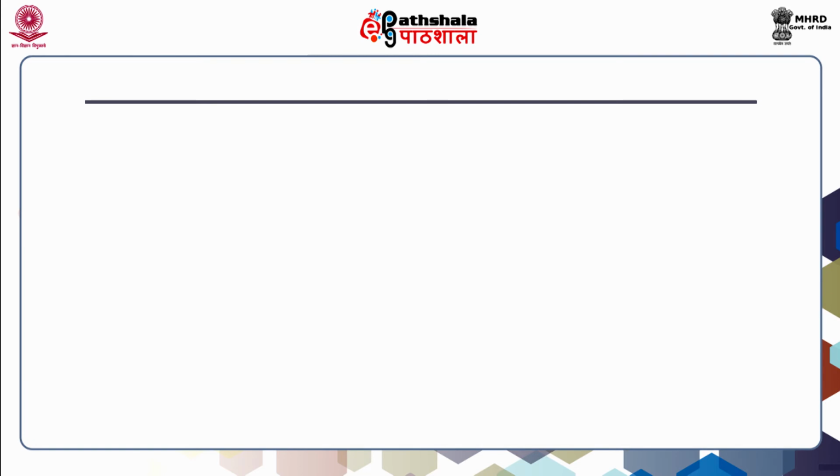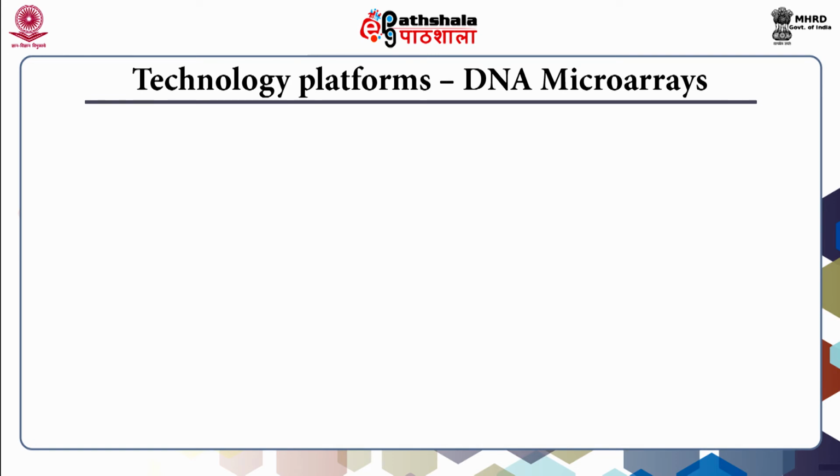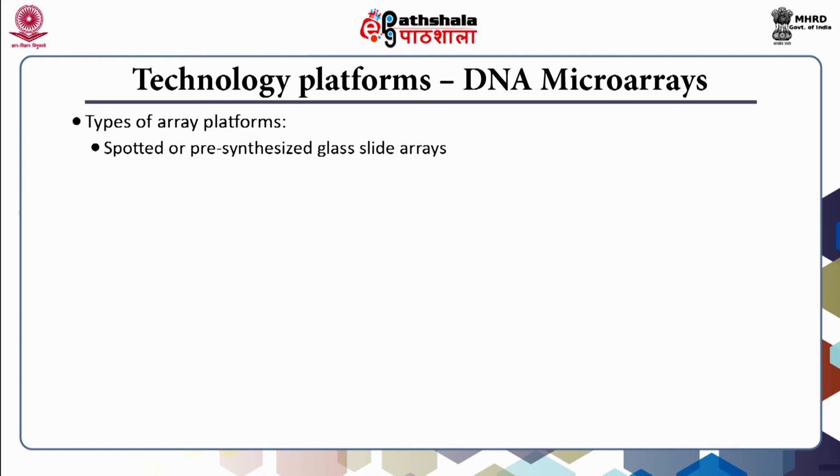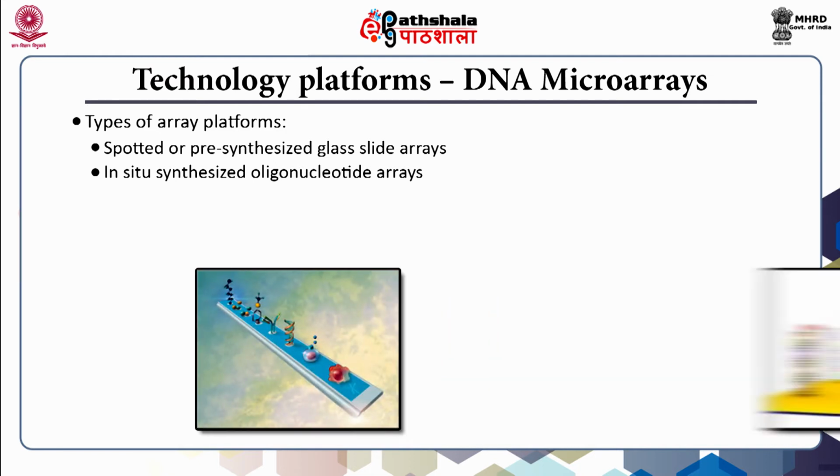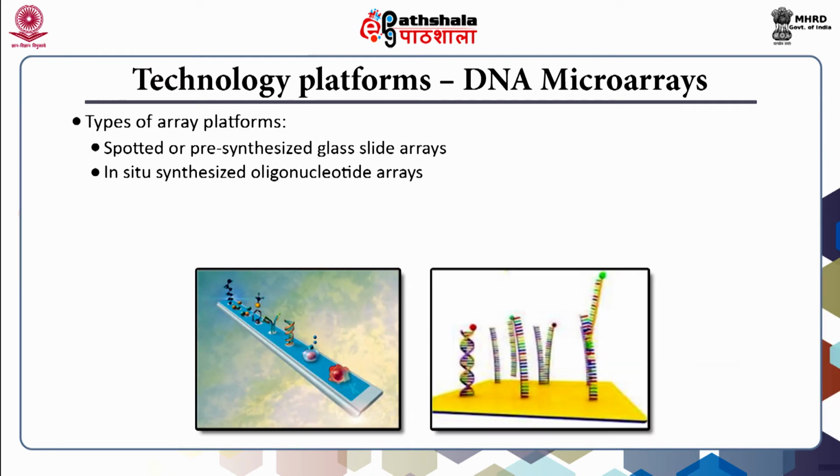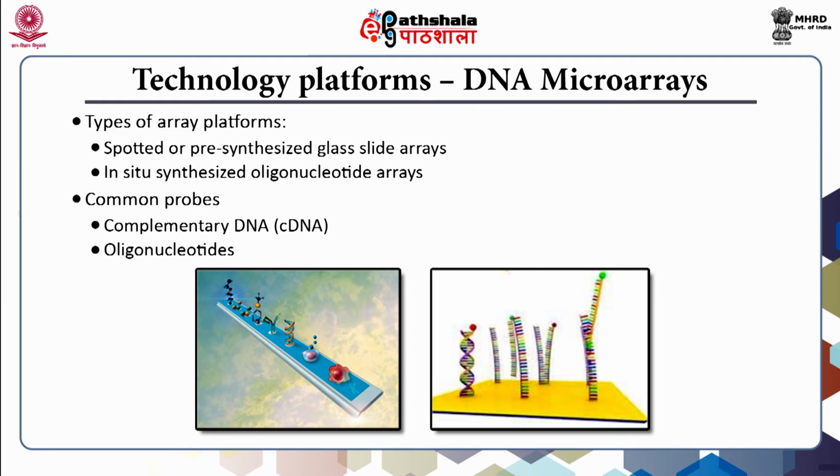Next, we come to the technology platform detailing. We can see that there are two methods, the spotted or the pre-synthesized glass slide arrays and the in situ oligonucleotide arrays. The left photographs tell you the different types of smaller molecules, peptides, proteins or DNA that could be labeled onto the chips. The common probes that are utilized are the cDNA or the oligonucleotides.